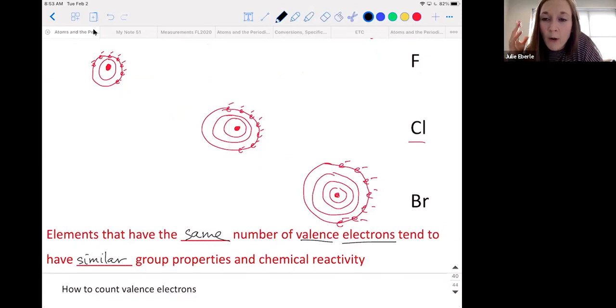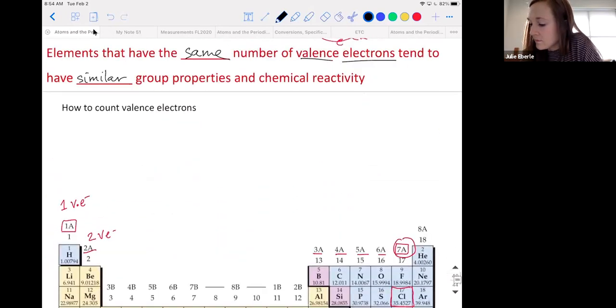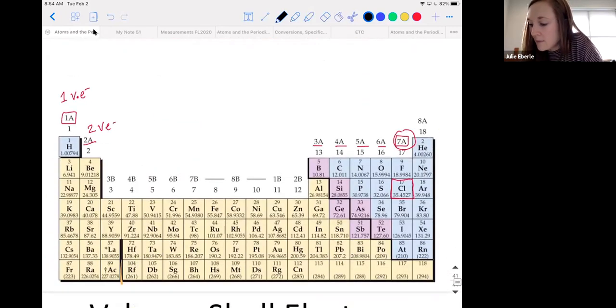So if I pointed out any element on the periodic table, and I said, name an element that's going to behave similar to this element or react similar to this element, what would you do? How could you tell me an element that would behave similar? If I named any element, for example, magnesium, Mg, tell me one element that's going to behave similar to magnesium out in nature. What would you tell me?